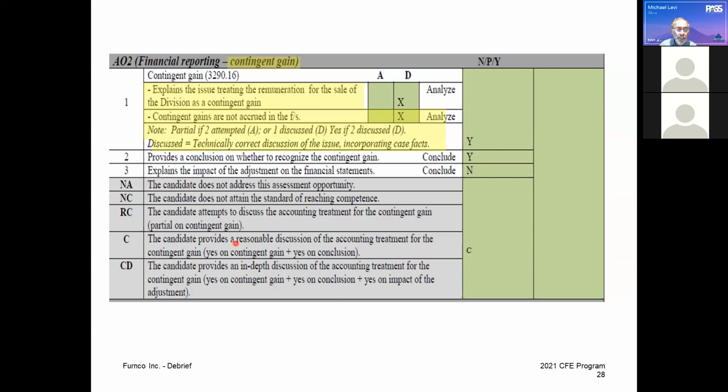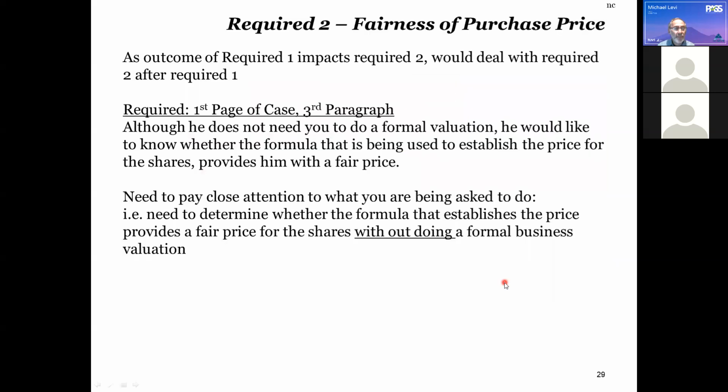In terms of the definition of discuss, a technically correct discussion of the issue incorporating case facts, our student certainly did that. Provides a conclusion on whether to recognize the gain. As you know, you always need to conclude. And then finally explains the impact on the statements. Our candidate did not do that. In terms of what you need to do to be competent, the candidate provides a reasonable discussion of the accounting treatment for the contingent gain. You needed a yes on number one and a yes on conclusion.